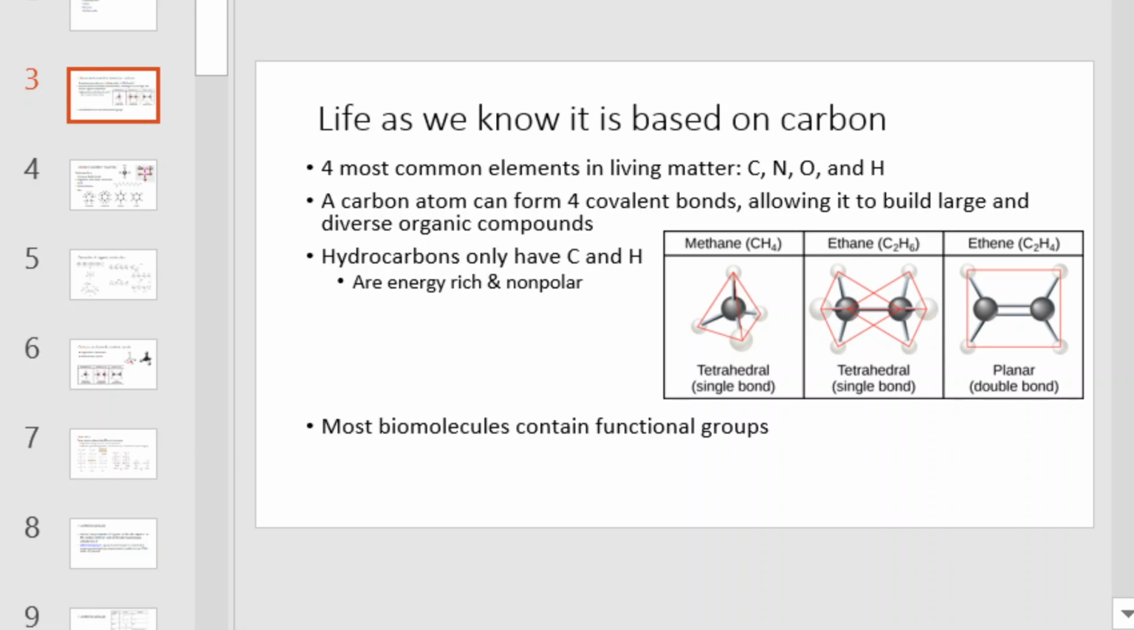The four most common elements in living matter are carbon, nitrogen, oxygen, and hydrogen. Of the four, again, the most important is carbon. A carbon atom can form four covalent bonds, making it a unique atom in the chemical world. This allows it to build large and diverse organic compounds. Molecules that possess only carbon and hydrogen are referred to as hydrocarbons. They tend to be energy-rich and are nonpolar. Most biomolecules also contain a variety of functional groups, which adds to their unique characteristics.